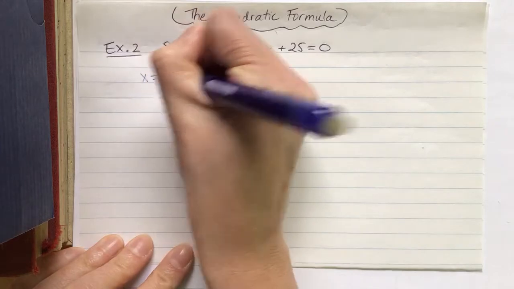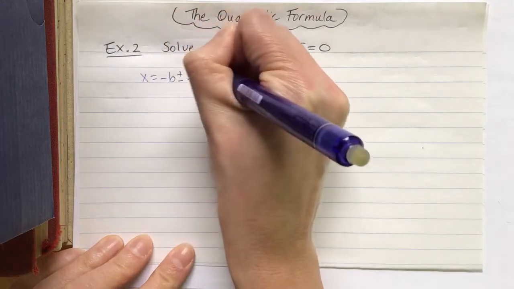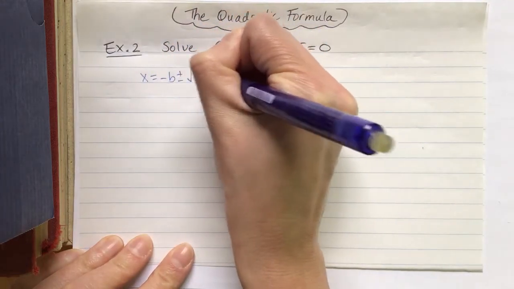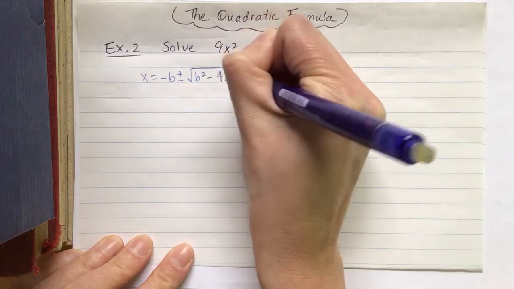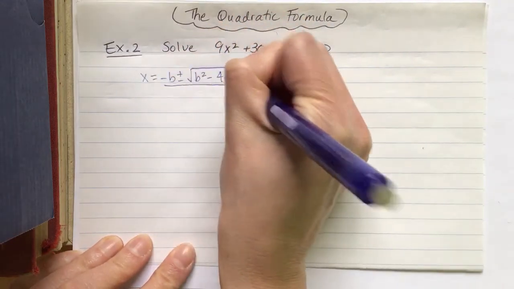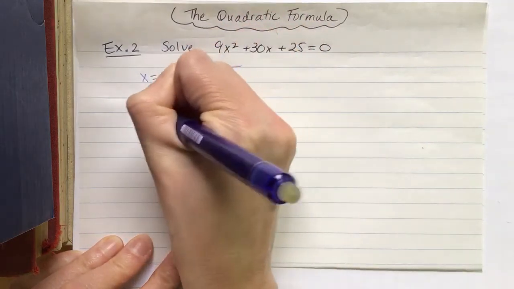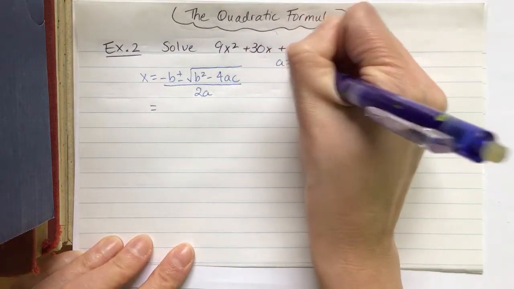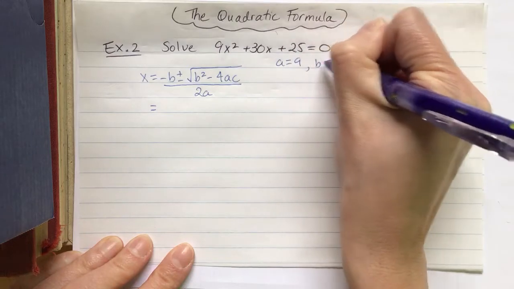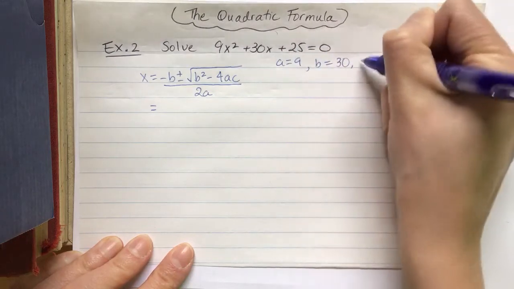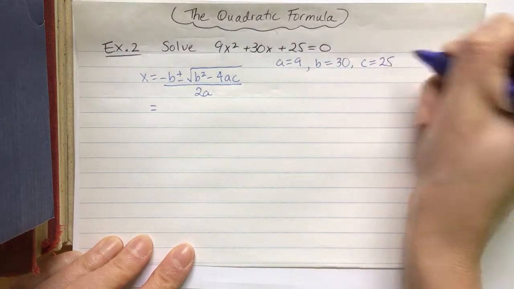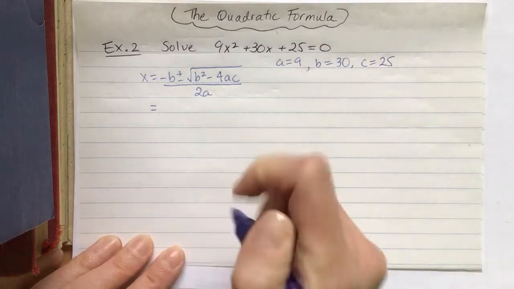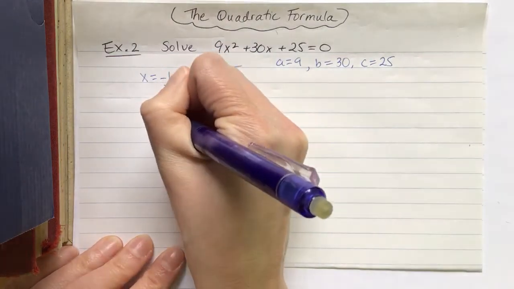x is equal to negative b plus or minus the square root of b squared minus 4 times a times c, all divided by 2 times a. Let's identify a, b, and c. So a is 9, b is 30, and c is 25. And now we're just going to put in all of our numbers.